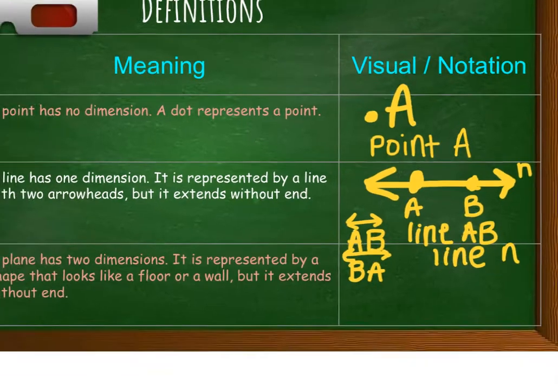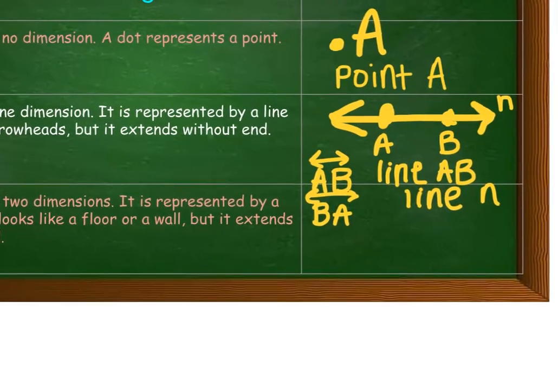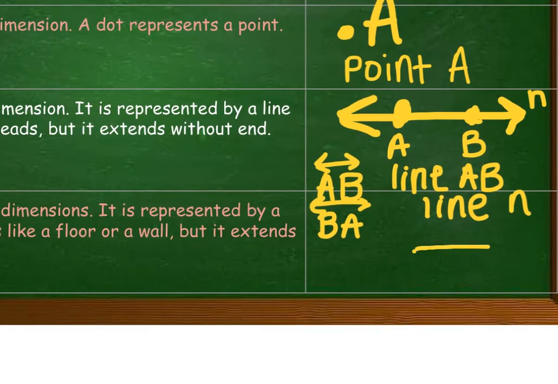Okay, and then lastly, a plane. So a plane has 2 dimensions. It is represented by a shape that looks like a floor or a wall, and it extends without end. So in this case, our plane could look like this. And all that it's required is that it has 3 points, okay? So we'll put this one A, B, and C, okay? So a plane has 3 points. A line requires 2, a point requires just 1, and a plane requires 3, okay? Now these 3 points are all on the plane.